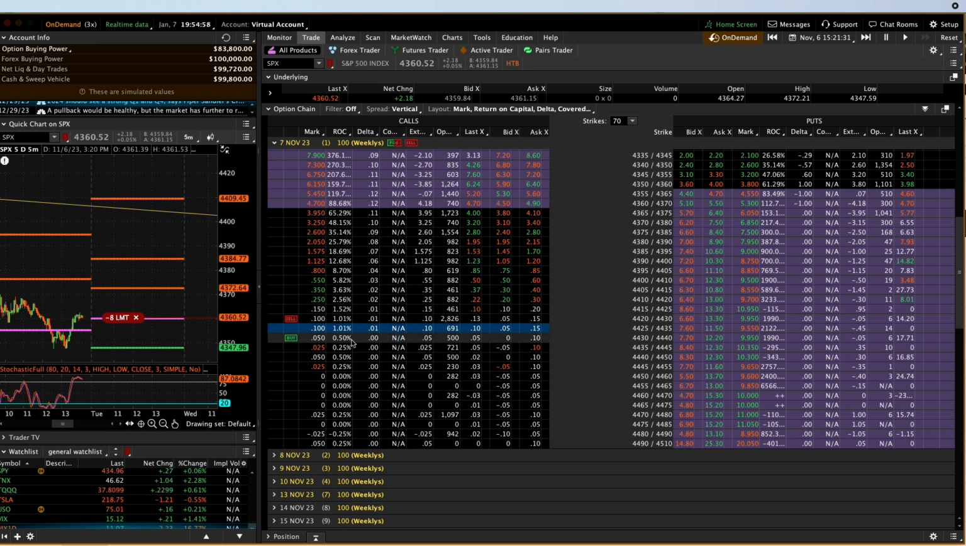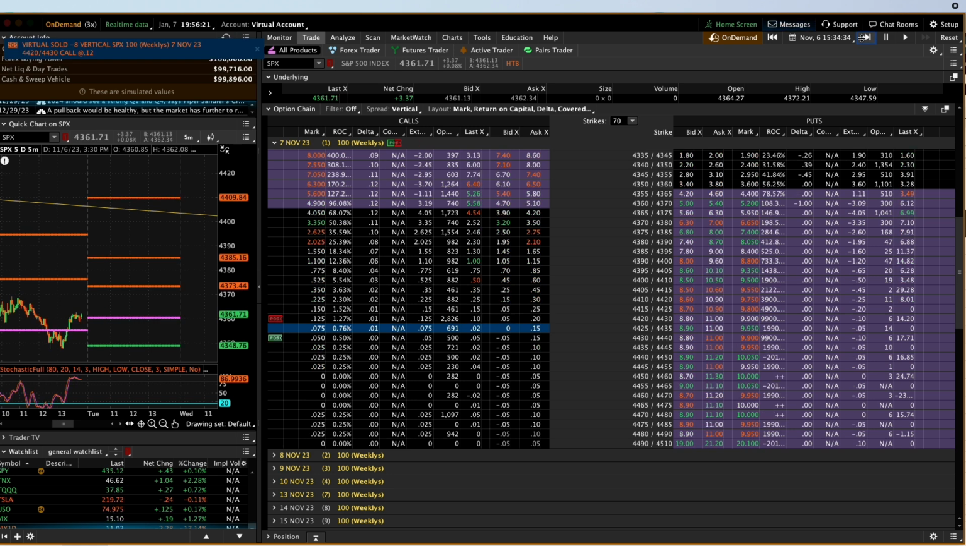Stuff like this, normal backtesting software, I just don't know how you would even program this into a backtester, let alone have a backtester capable of doing this stuff. There we go, finally. All right.